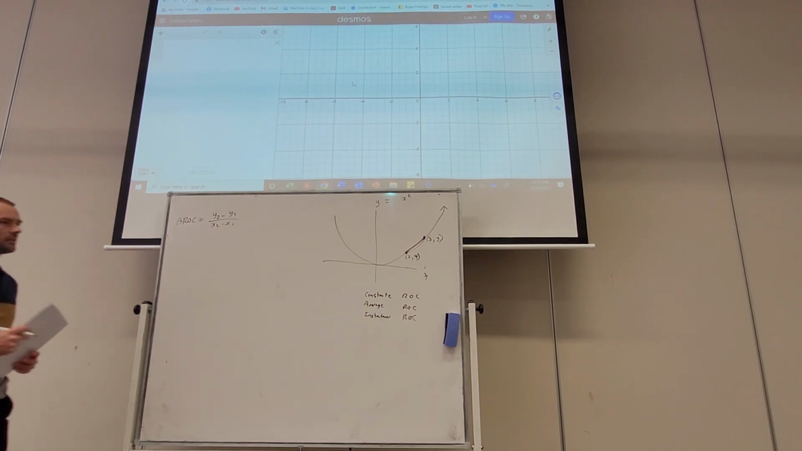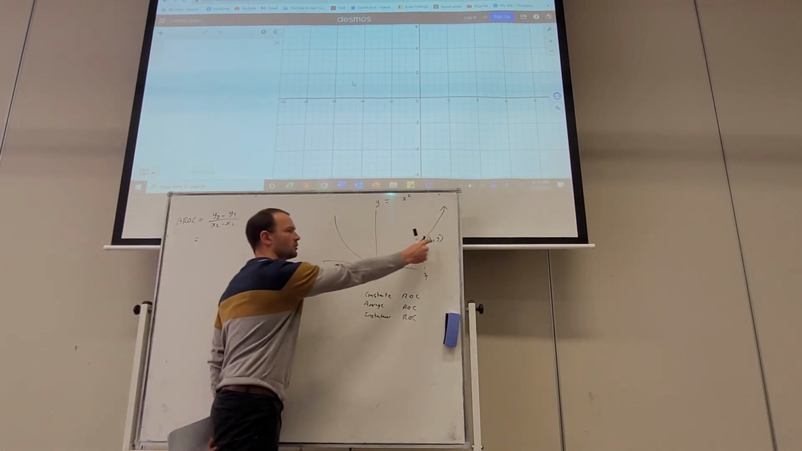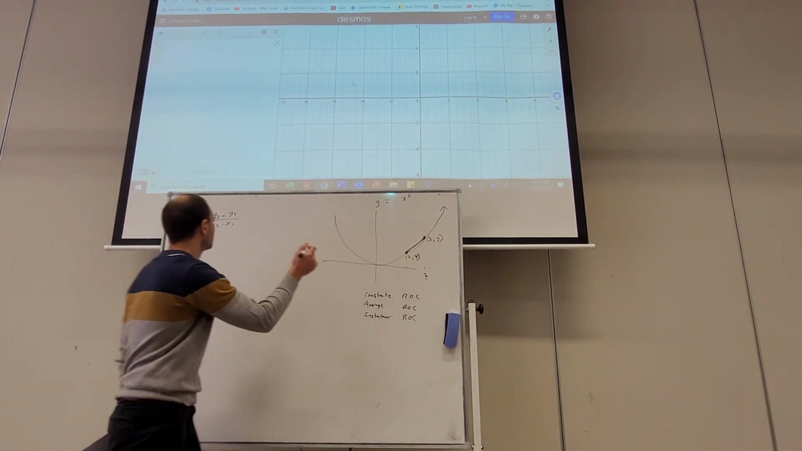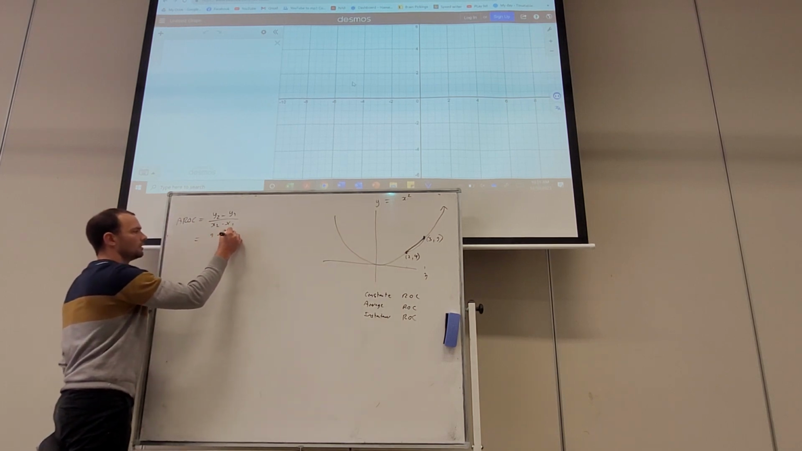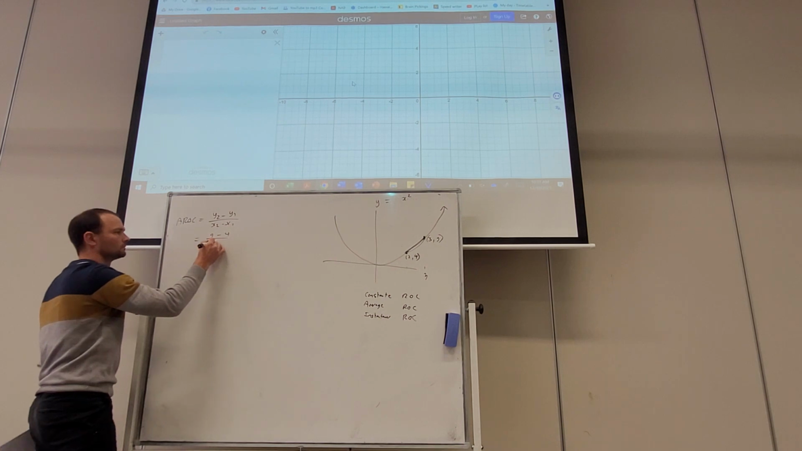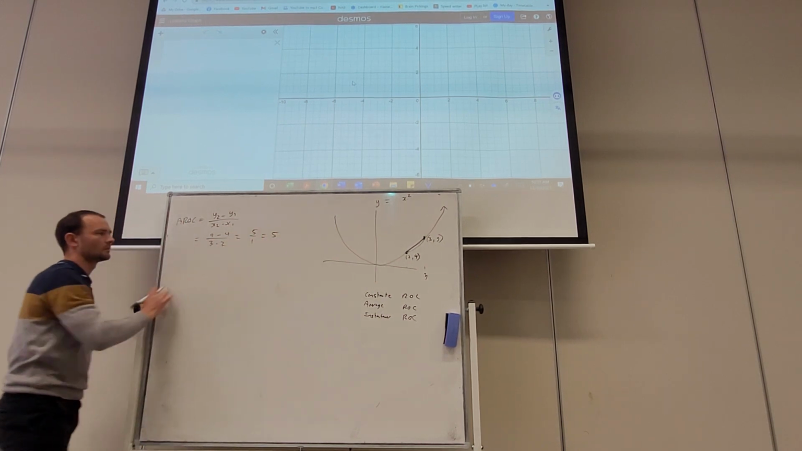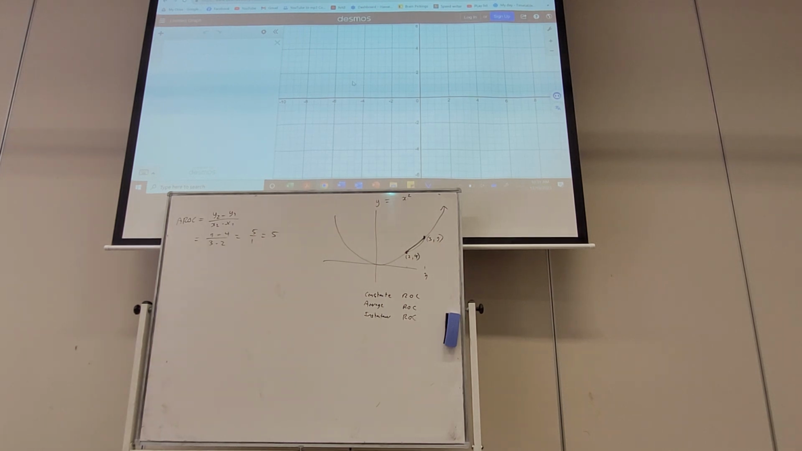Now let's find the average rate of change. y2 take y1 divided by x2 take x1. So that's our answer for part 1 there. Draw a chord and hence find the average rate of change.